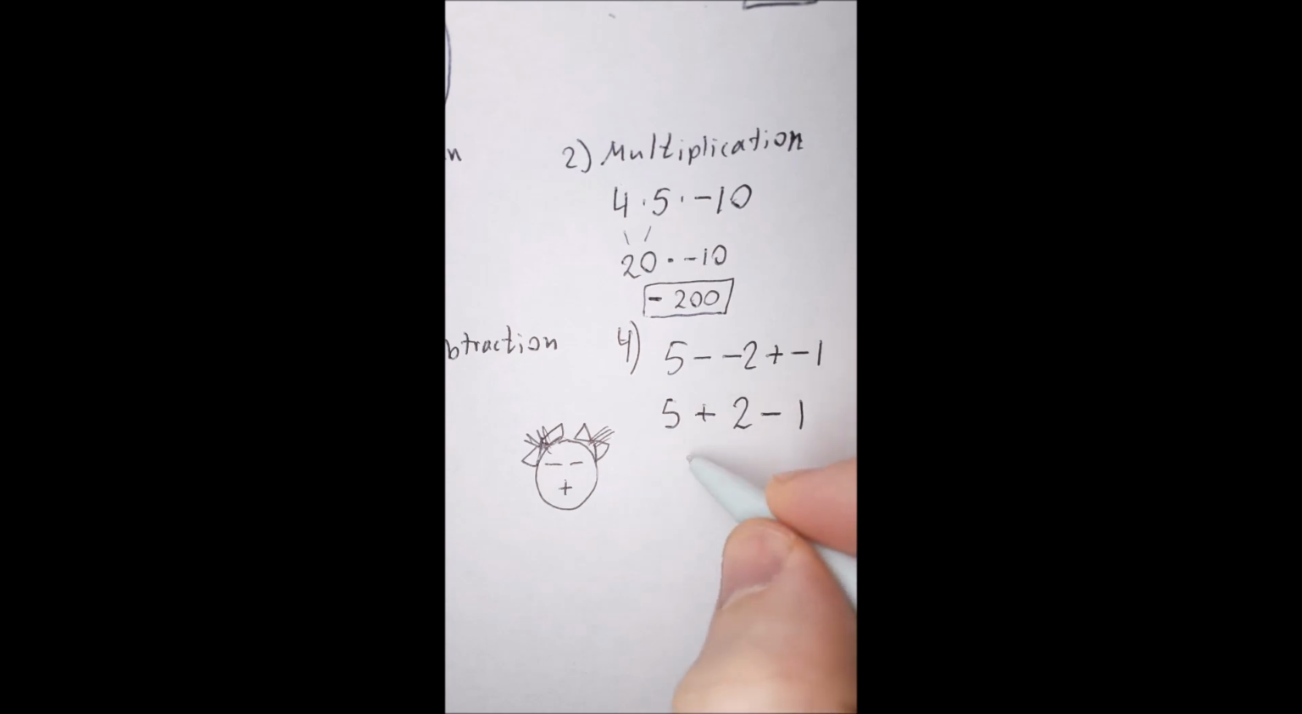Now look, 5 plus 2 is 7. Don't forget that you always want to rewrite. Drop it down. 7 minus 1 is 6.